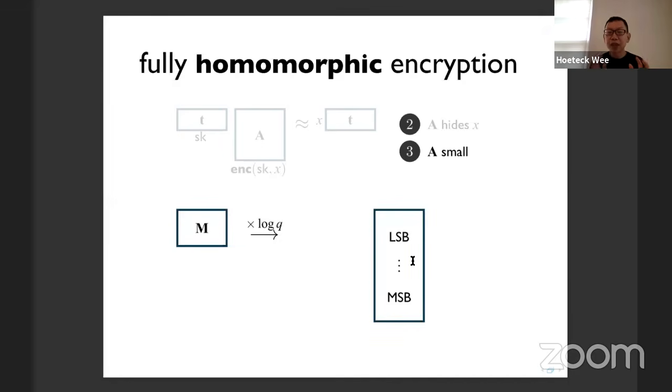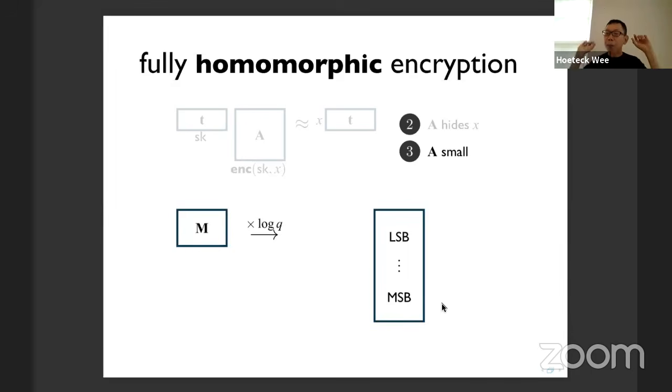You basically want to take the binary representation of M. In the lattice literature this is called bit decomposition. So we want to take the binary representation of a matrix. What does it even mean to take the binary representation of a matrix? Basically, the new matrix that we're going to get has much bigger dimensions. The height is going to be log Q times the dimension of the original matrix.